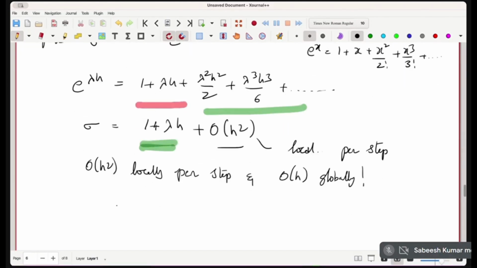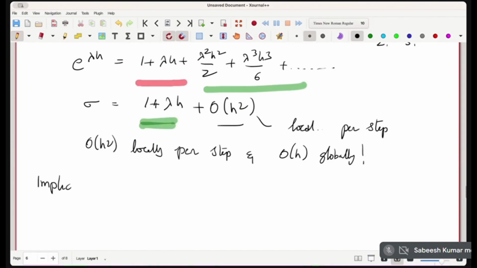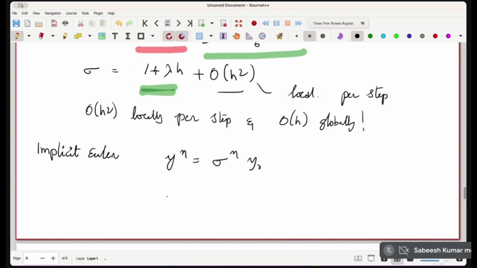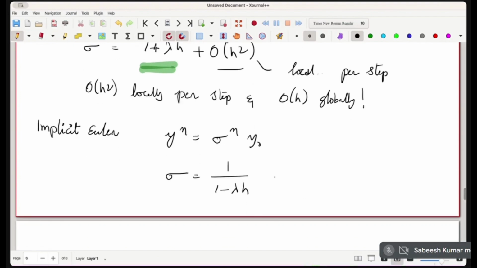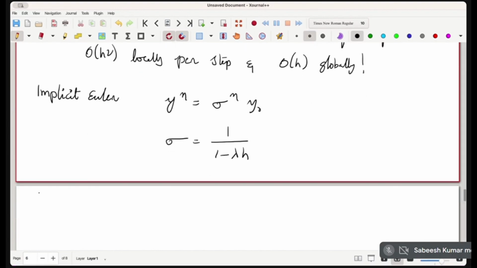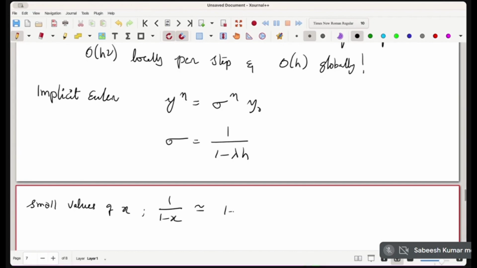Okay, fine. So now let's look at the implicit Euler method. Again, we wrote y at the n, which is the solution at the end point, n step, equal to sigma to the power n y0. But in the case of implicit Euler, our sigma was equal to 1 by 1 minus lambda h, right? If you go back. So 1 by 1 minus lambda h can again be expanded for small values of x, where 1 by 1 minus x can be expanded as 1 plus x plus x square plus x cube and so on.